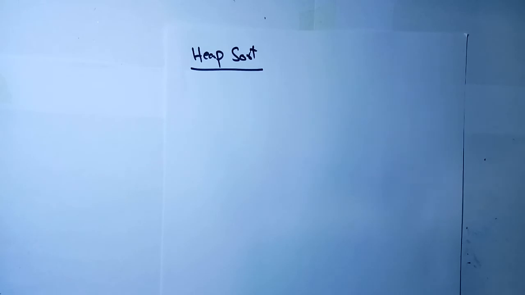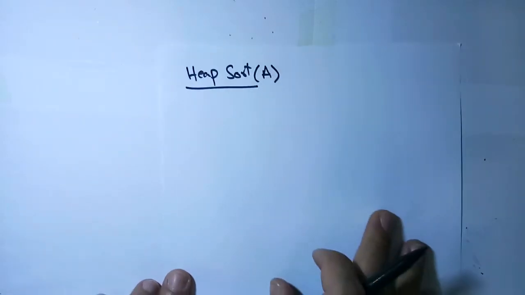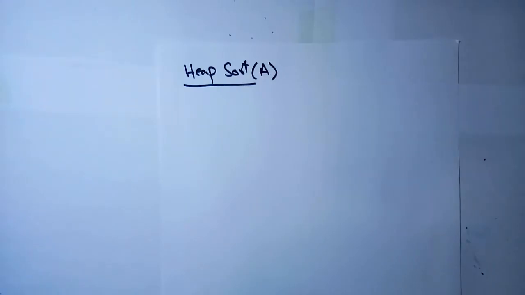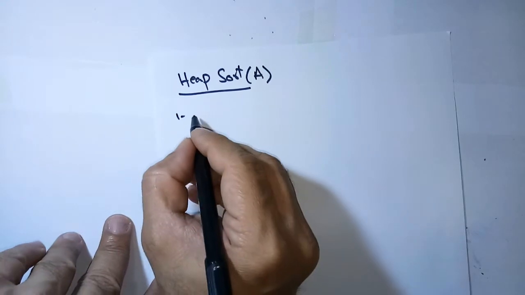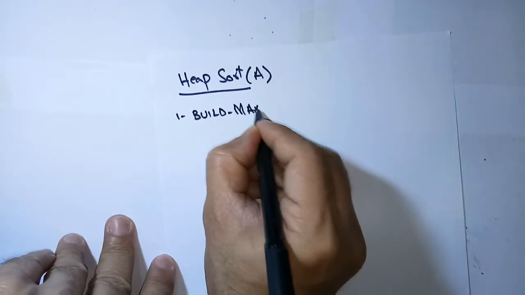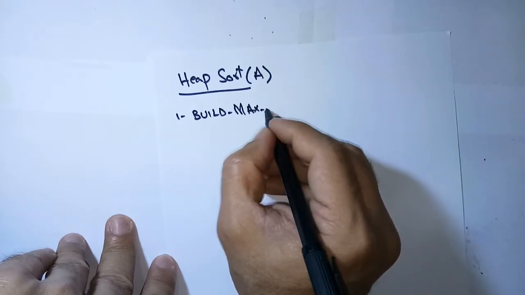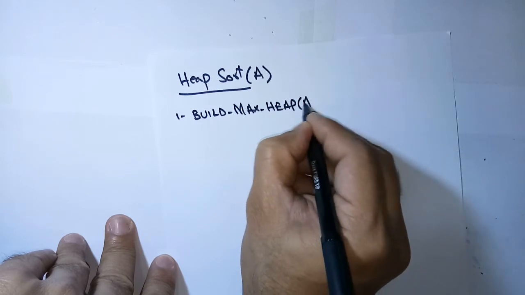Now let's write the algorithm for the heap sort. So how can we write the algorithm of the heap sort, for any heap A? How can we implement it? First of all, what is the first step that we need to follow? First of all, call the build max heap algorithm. If it is not a max heap, first convert it into a max heap, right? Build max heap of this array.